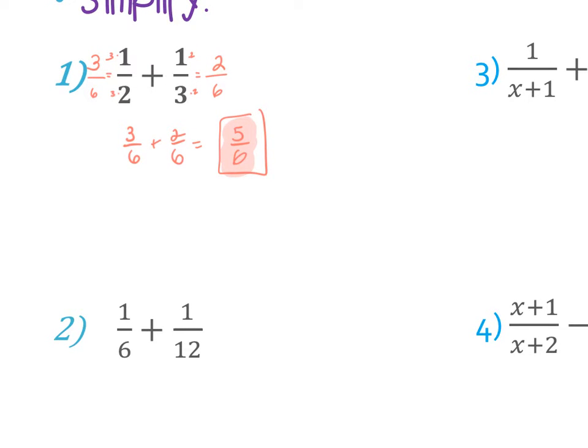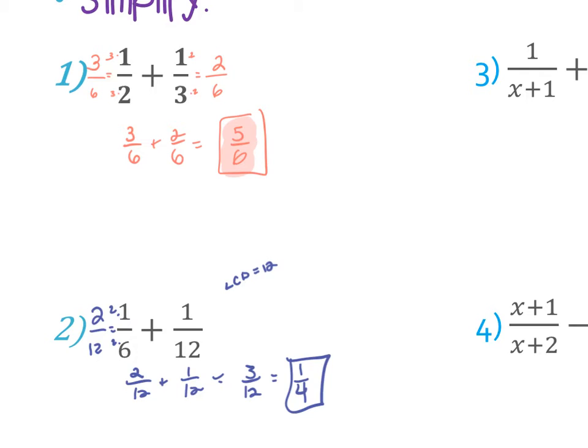Then I go to 2. My denominators are 6 and 12. What's the least common denominator there? 12. Good. So the one on the right I don't have to change, but the one on the left I have to multiply by 2, so I'd get 2/12 plus 1/12, which is 3/12, and that reduces to 1/4. So fractions always need to be reduced.